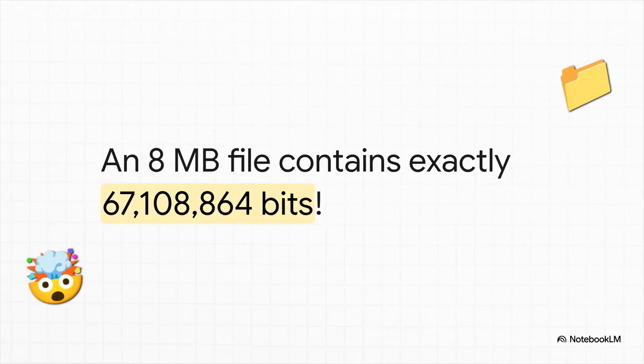Let's put this into perspective with a little math from our sources to really demystify this. Take a relatively tiny file, let's say an 8 megabyte photo on your smartphone. First, you multiply 8 by 1,048,576 to get roughly 8.3 million bytes. But remember, every byte is 8 bits. So we multiply that by 8, and we realize that a single 8 megabyte file is made up of exactly 67,108,864 individual bits. That is over 67 million zeros and ones, just to show you a simple picture of your cat.